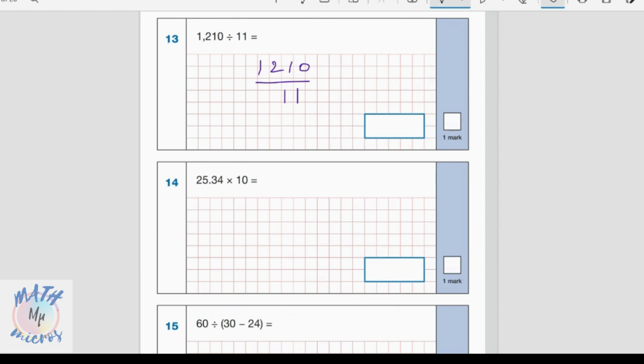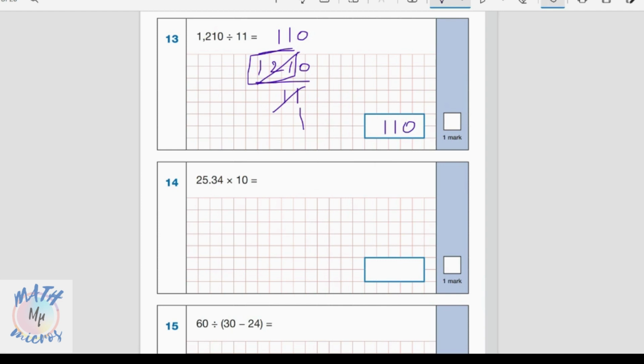So when I look in 121, this number goes in the 11 times table, which is 1 times 11 is 11 and 11 times 11 is 121, and I have the leftover 0. So the answer is 110.